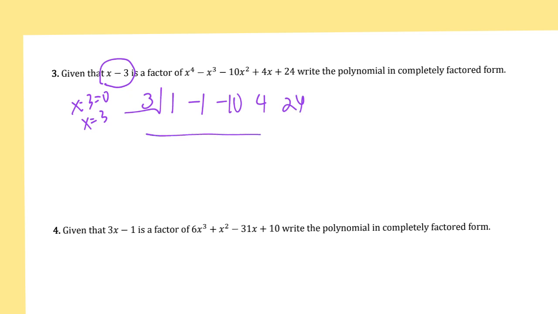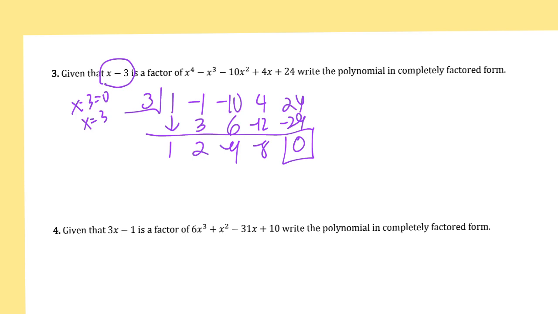Okay, and what we're going to do then is synthetic division. So we're going to bring down a 1, times it by 3, 2, 6, negative 4. Now, if you don't get a remainder of 0, you botched something, okay? And if you do get a remainder of 0, that means it indeed is a factor. So if x minus 3 is a factor, then x equals 3 is going to be a 0.